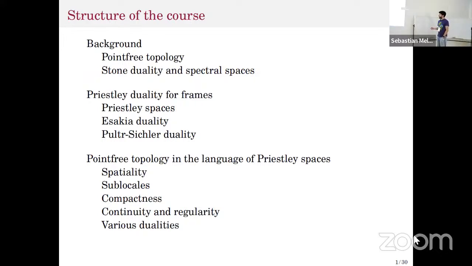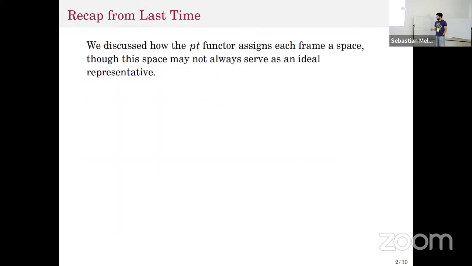So we went over the background. We talked a bit about point-free topology, stone duality, and spectral spaces, and then we started talking about Priestley spaces, and we ended more or less right before we started talking about Esakia spaces. And in particular, we talked about how the functor points can assign to each frame a space, but that space is not always really a good representative of that frame, because a frame might not have any points or not enough points.